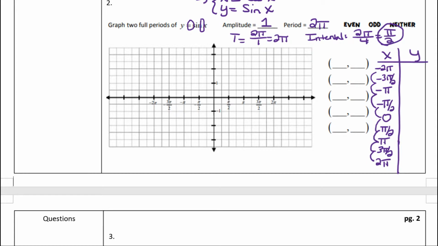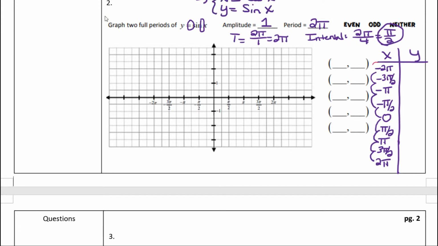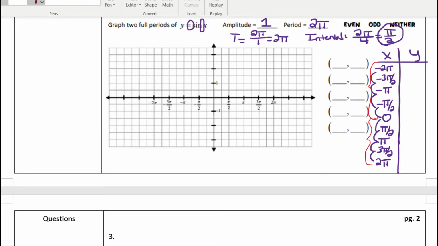All right, so let me do this in a different color. This right here represents one period, and from 0 to 2 pi represents another period. So that's 2 periods there.